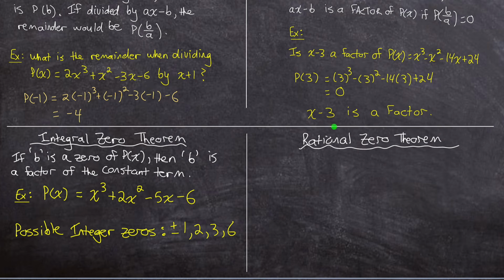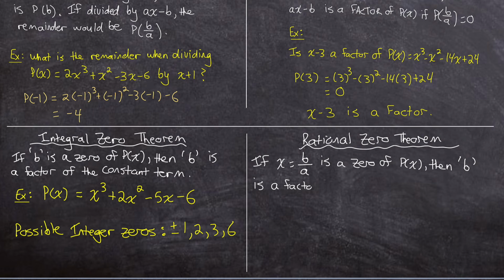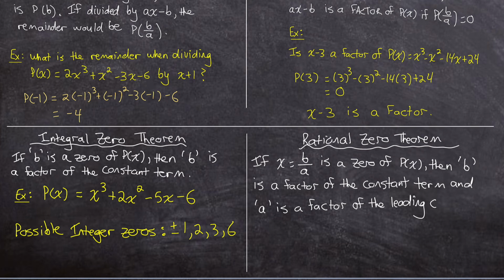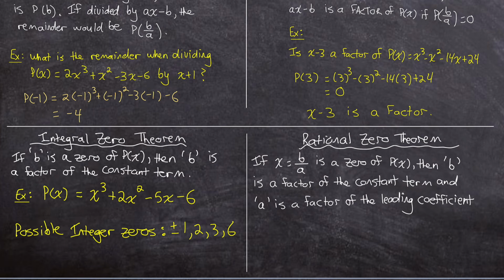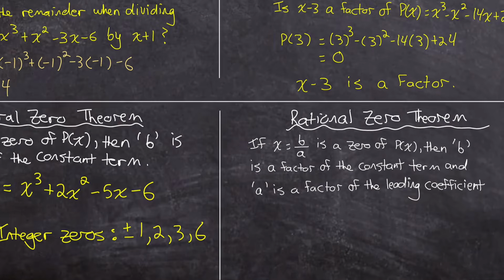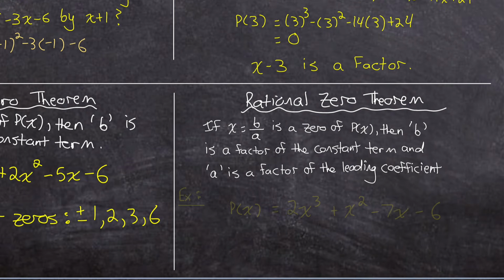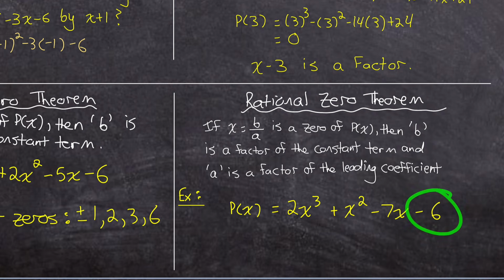What about the rational zero theorem? If b over a is a zero of p of x, then b is a factor of the constant term and a is a factor of the leading coefficient. Let me explain this in more detail with an example. I'll make a little bit more room. And then let's write a polynomial function. If I was interested in what integers might make this function be 0, I know the only integers that would make it be 0 would be factors of the constant term.